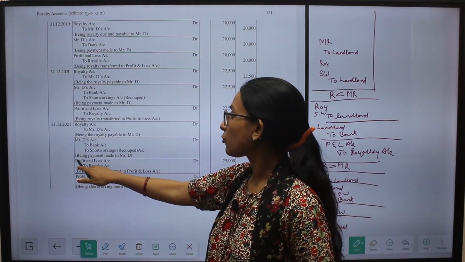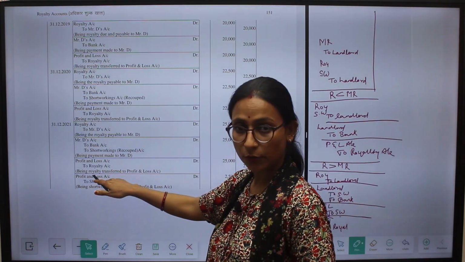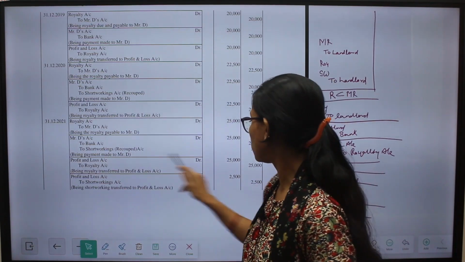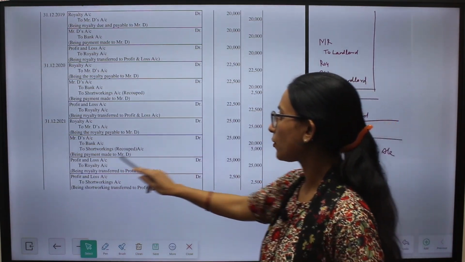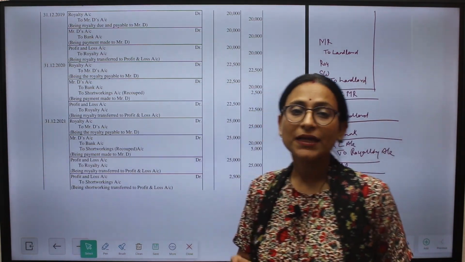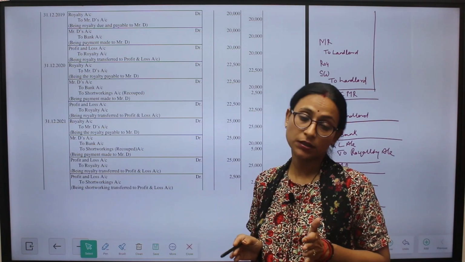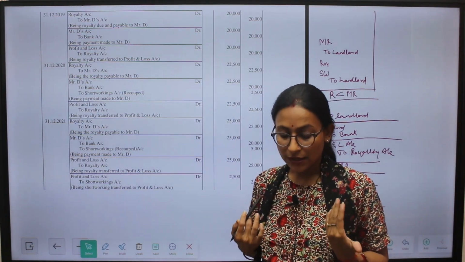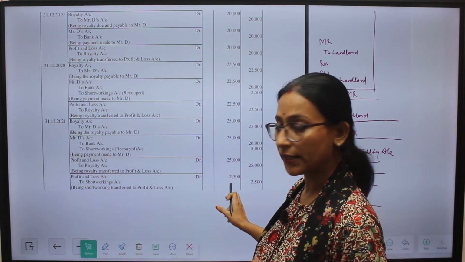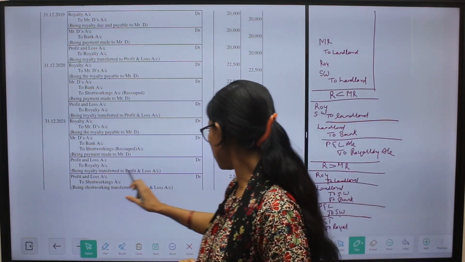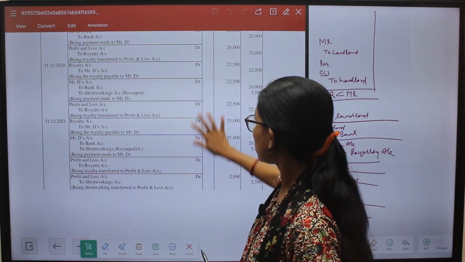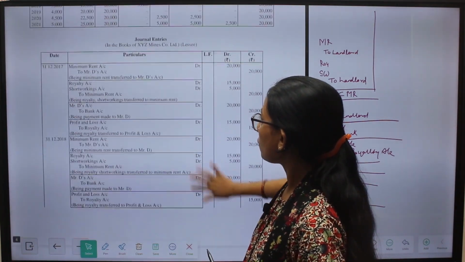So profit and loss account debit, first we will transfer the royalty account. The royalty is 25,000. Profit and loss account debit with 25,000 to royalty account 25,000. After this, we will transfer the remaining amount of short working which we cannot recover because we don't have the excess money. How much money is remaining? That is 2,500. So profit and loss account debit 2,500 to short working account 2,500. So in this way the last year entry is completed.